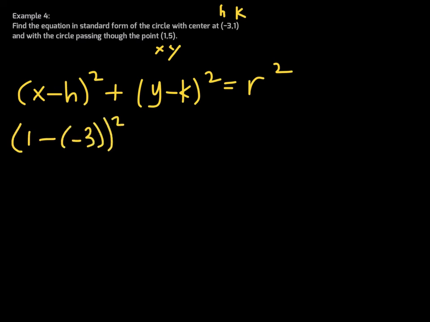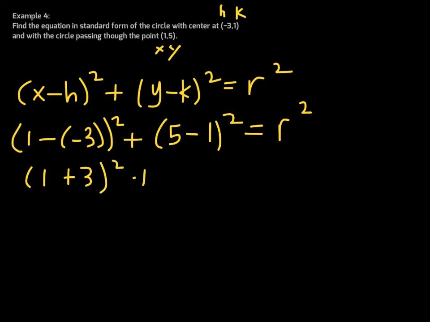Hey, did you guys catch that right there? My x value is 1, see right here? And my h value is -3. So I'm plugging in those two values for x and h. Plus, my y value is 5 minus my k value, which is 1. Square that. And don't forget, this is all equal to r squared. So then this is 1 plus 3, quantity squared, plus 4 squared, which is equal to r squared.